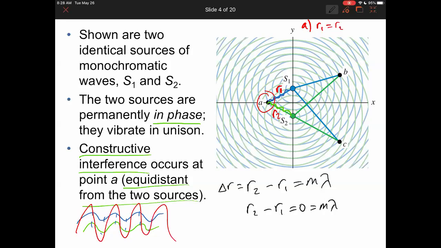Now, here I'm assuming that lambda 1 is equal to lambda 2 because they're in phase. They have the same frequency, they have the same wavelength. So R2 minus R1 equals M times lambda, and since R2 minus R1 equals 0, that means M times lambda is also equal to 0. But obviously lambda is non-zero. So for the equidistant position from the sources, we take this M, the coefficient, to be 0. This can only be true if we take M to be 0, because lambda is not 0, so 0 times lambda can give us 0. The left side is 0 because R2 and R1 are the same. The right side is 0 because M is 0.